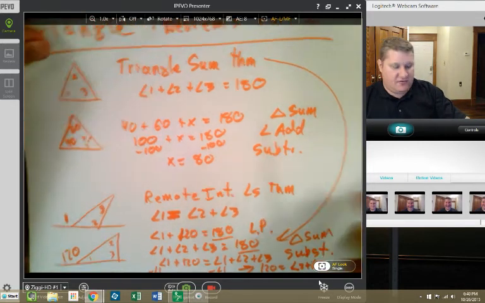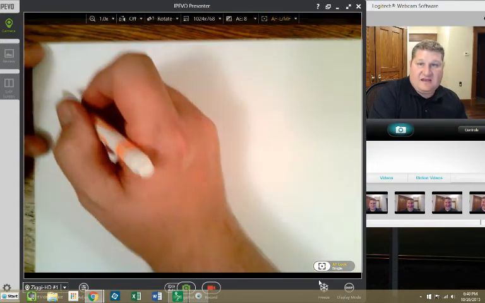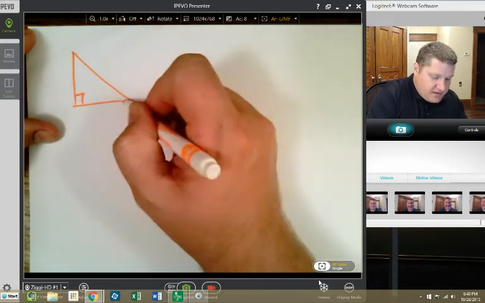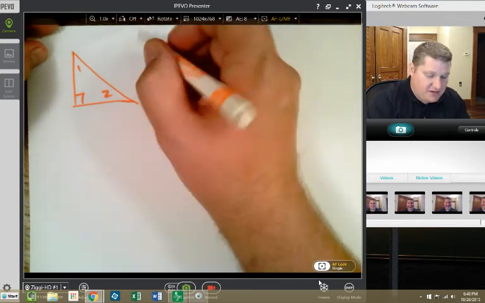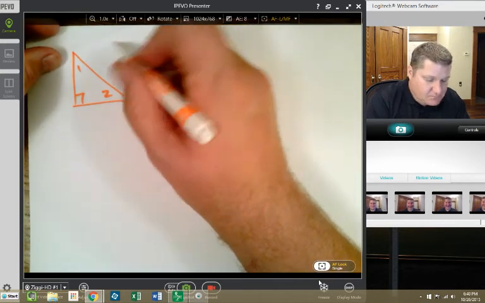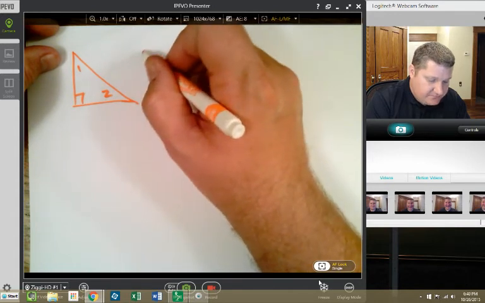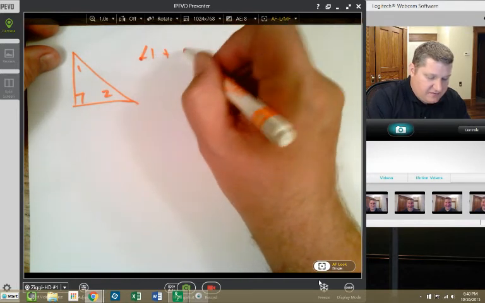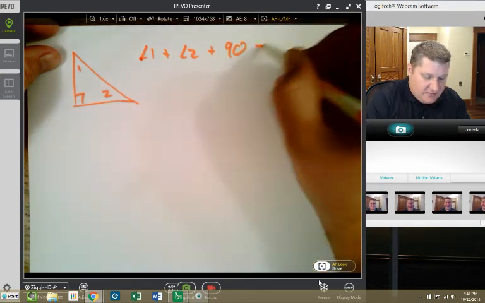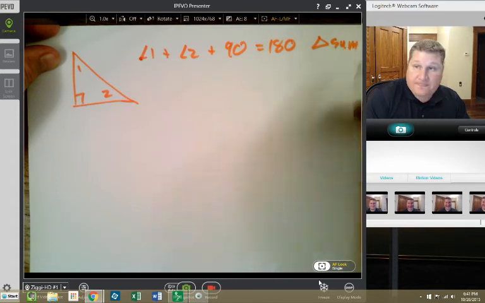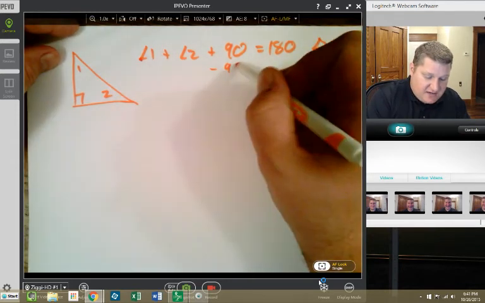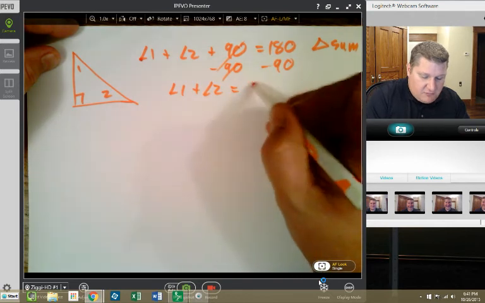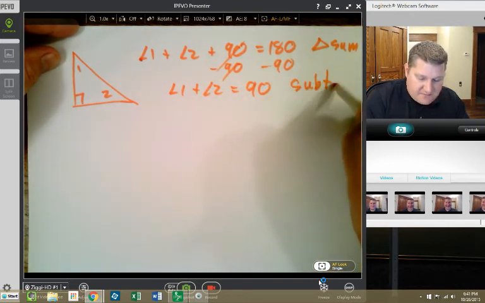If we know that we have this 180 degree thing going on, we can easily say that in any right triangle, the remaining two angles must be acute. Well, in this case, we could say that angle 1 plus angle 2 plus 90 equals 180 by triangle sum. That is true. Now, because it's 90, I can subtract 90 from both sides. And so I have angle 1 plus angle 2 equals 90. And that's by subtraction.